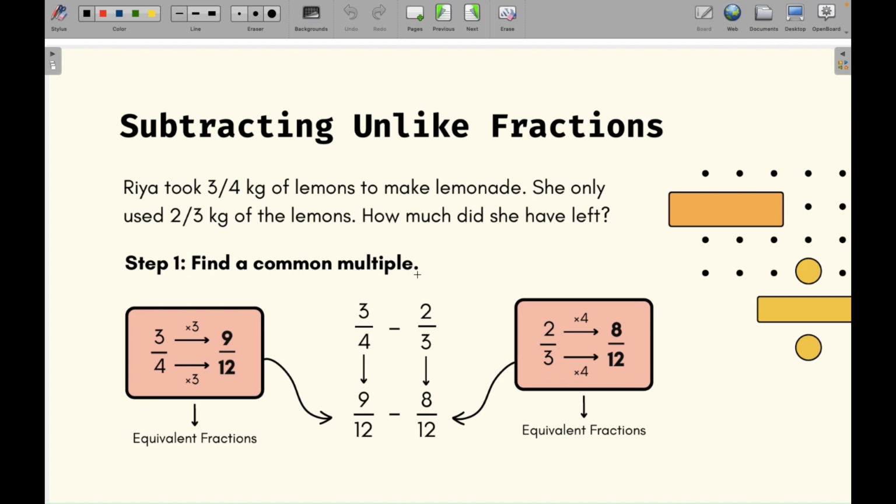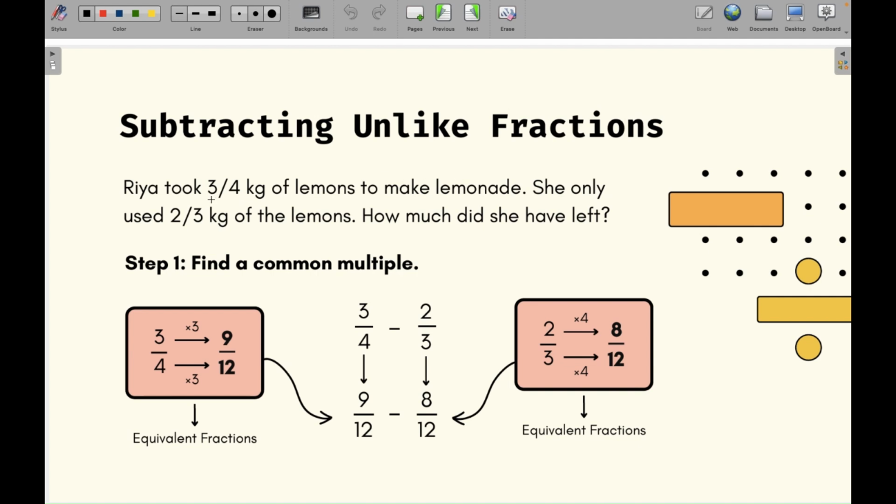Now let us see how we subtract unlike fractions through an example. Ria took 3/4 kg of lemons to make lemonade. She only used 2/3 kg of the lemons. How much did she have left? In order to understand what operation we need to do, we just have to replace the fractions by whole numbers. Say Ria took 5 kg of lemons to make lemonade. She only used 2 kg of the lemons. How much did she have left? The answer will be 5 minus 2, which is 3. So now we know that we have to subtract.